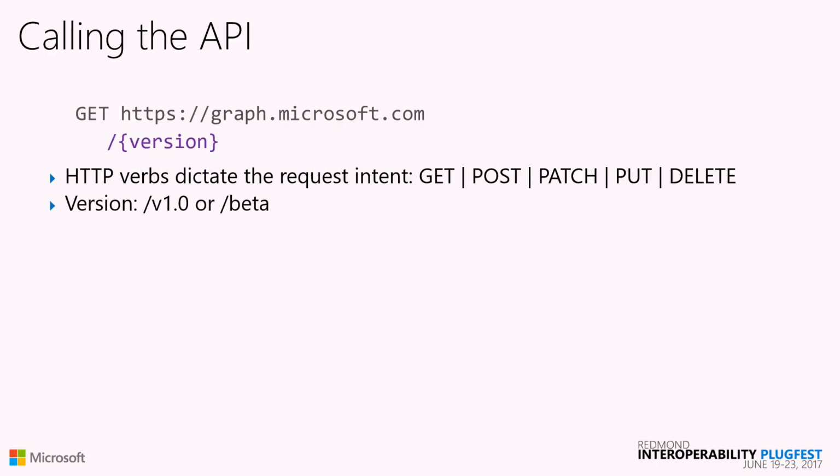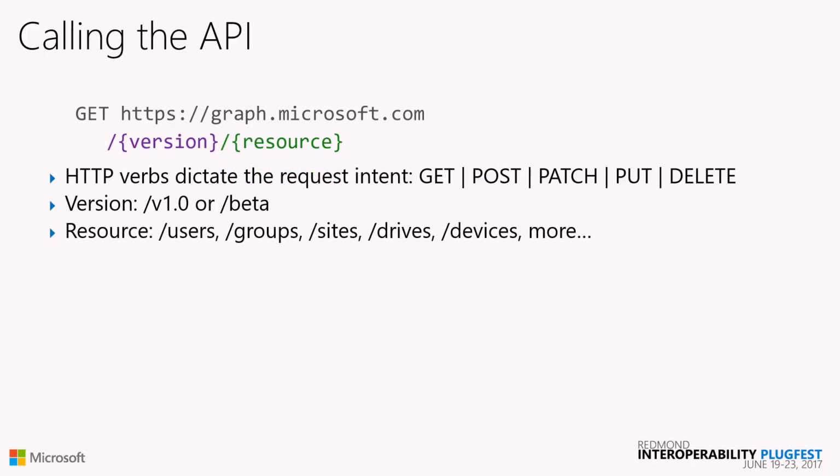And then you have to build a URL. The very first thing that you need on your URL is what version of Microsoft Graph are you trying to access? Right now there's only two versions. There's V1 and there's beta. Presumably in the future there will be a V2 as well, something that we're talking about.